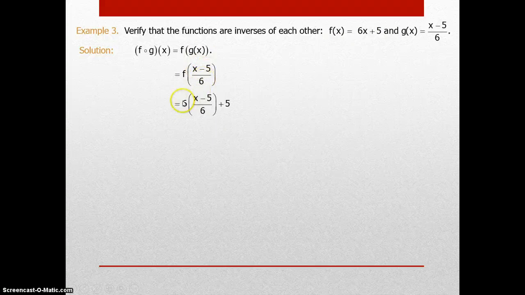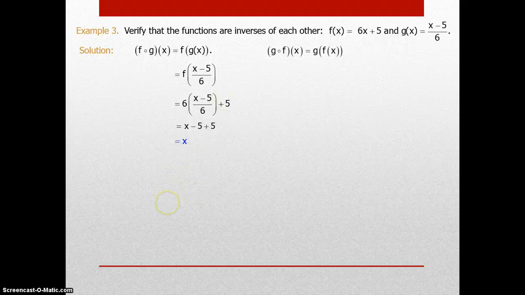The 6s cancel off. I'm left with x minus 5 plus 5. Since my minus 5 and my plus 5 cancel off, I'm left with x. Now I know that part is correct. I need to do the other part right here, g of f of x. So in this case, f of x again is 6x plus 5. I know I'm going to find g of 6x plus 5.